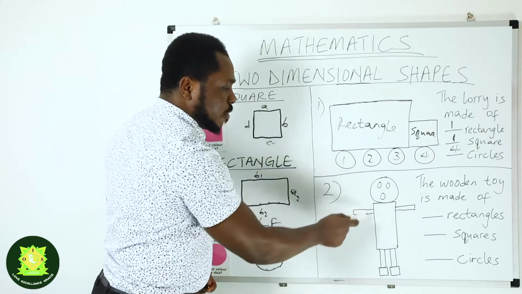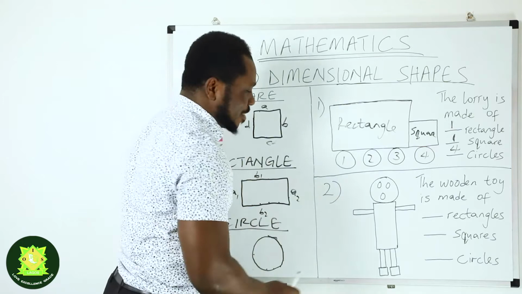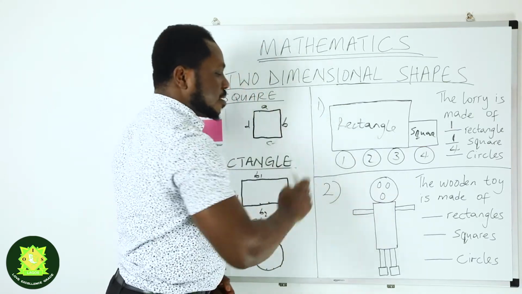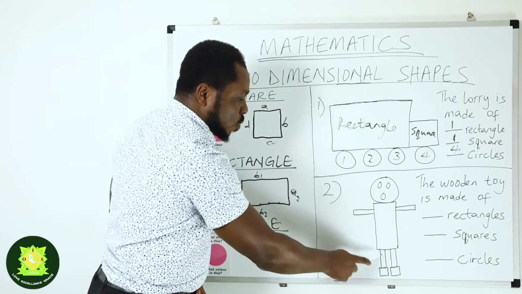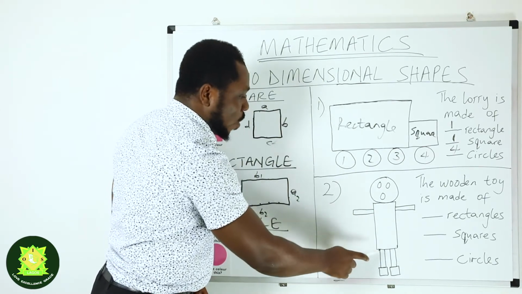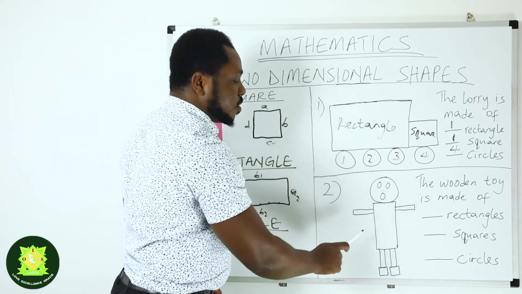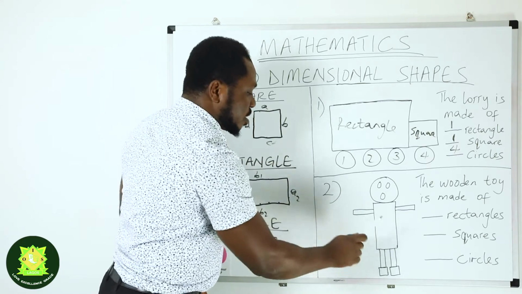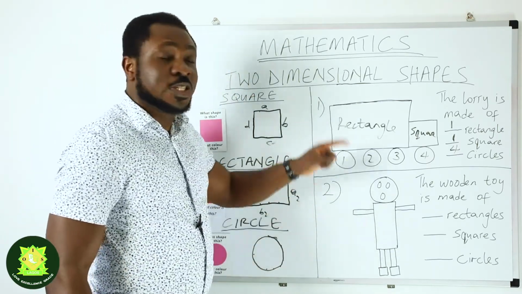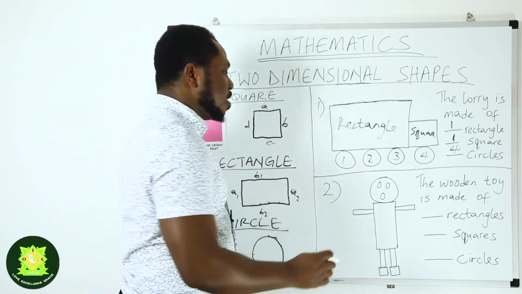Let us look at the body of the wooden toy. Is it a rectangle? Yes, it is a rectangle. So we've got 1, 2, and 3 rectangles. Then let's look at the legs. Is this a rectangle? Yes, the legs also are rectangles. So we've got 1, 2, 3, 4, and 5 rectangles. So how many rectangles is the wooden toy made of? The wooden toy is made of 5 rectangles.